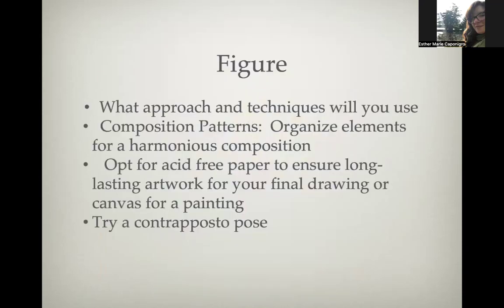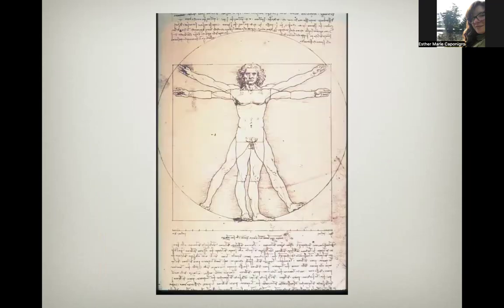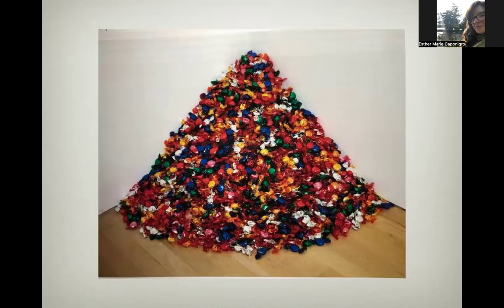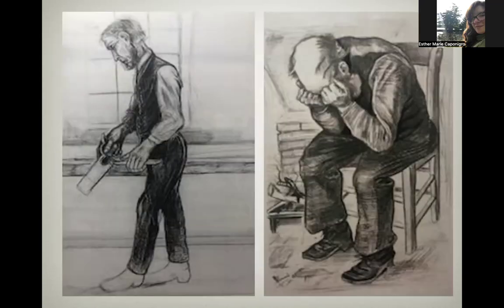Now, I want you to think about the figure and contraposto poses. So I'm going to jump to talk about it in a little bit when I have more of the figures. At first, I'm going to talk about, like I said, the masters. So this is Leonardo da Vinci's Vitruvian Man. This is one of my all-time favorites, Felix Gonzalez-Torres. He's very poetic. He created minimalist conceptual installations using everyday materials to evoke love, loss, and memory.